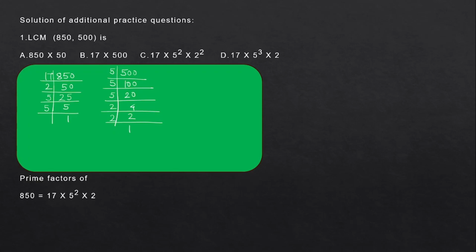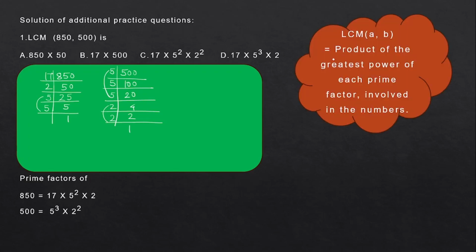So prime factors of 850 we can write as 17 into 5 square into 2. Prime factors of 500 we can write as 5 cube times 2 square. Now we have to find LCM. LCM of two numbers is given by the product of the greatest power of each prime factor involved in the numbers. Here it says each prime factor involved. So first we will write down each prime factor involved over here, and then it says the greatest power of each prime factor. 17, the greatest power is 1.